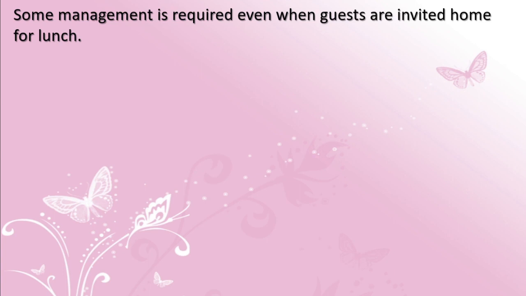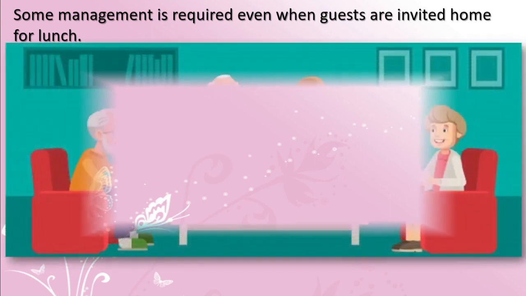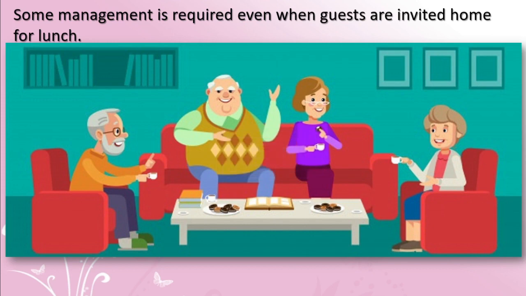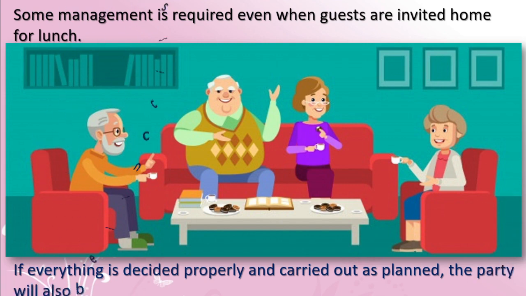Now here, some management is required even when guests are invited home for lunch. Here mummy thinks about what dishes we will make for lunch, and what ingredients are needed to make them. Do we have all those ingredients at home or will they have to be bought from the market? She thinks about all this. Then dad thinks about how we will receive the guests. Parents decide many such details in advance and act on them. If everything is decided properly and carried out as planned, the party will also be a success. If something is left out or if a task is not done, it can spoil the party. Isn't it?